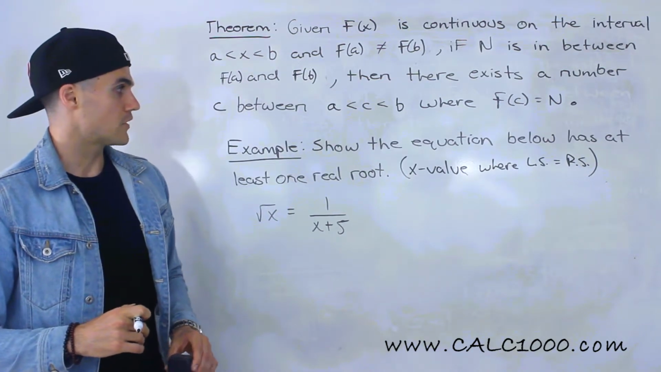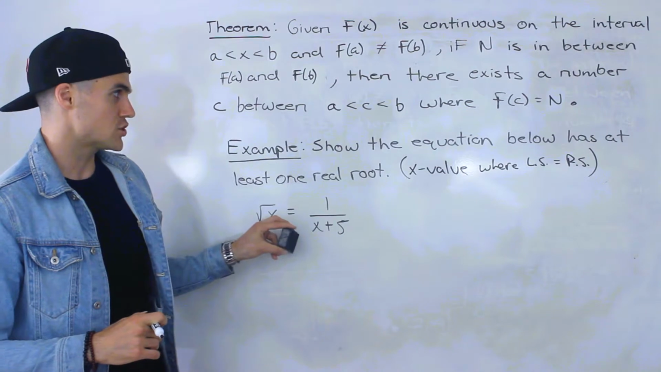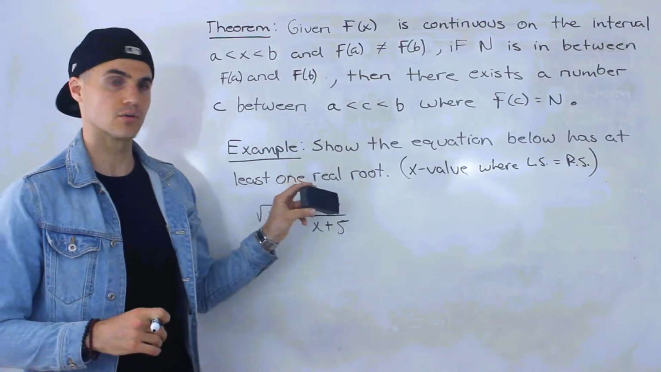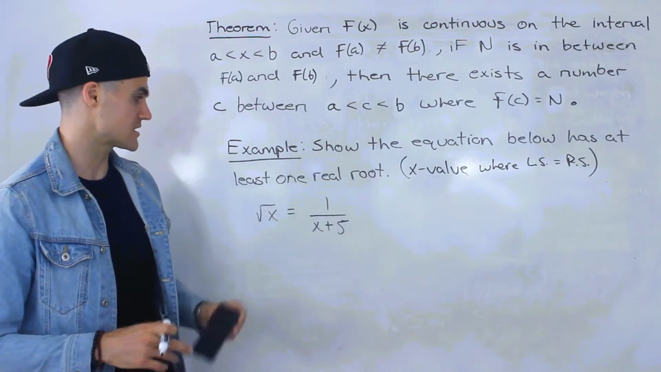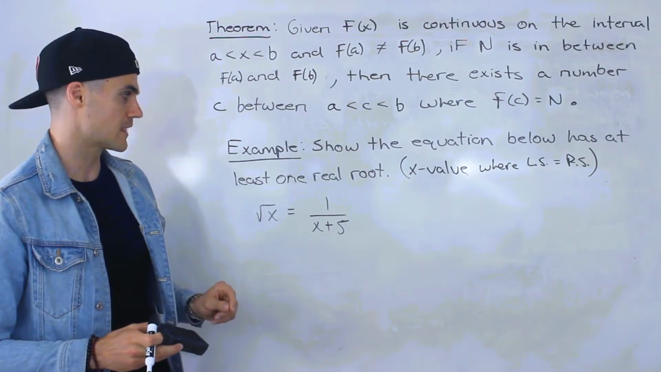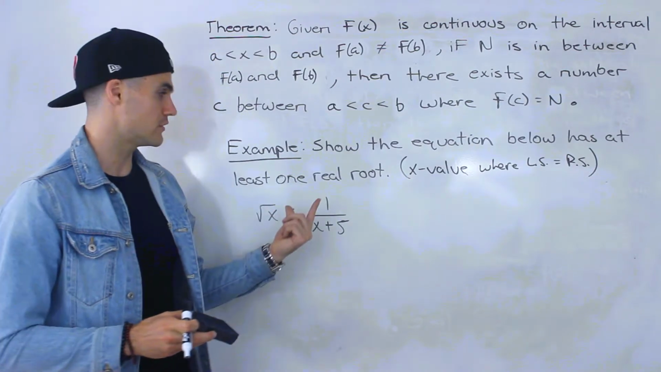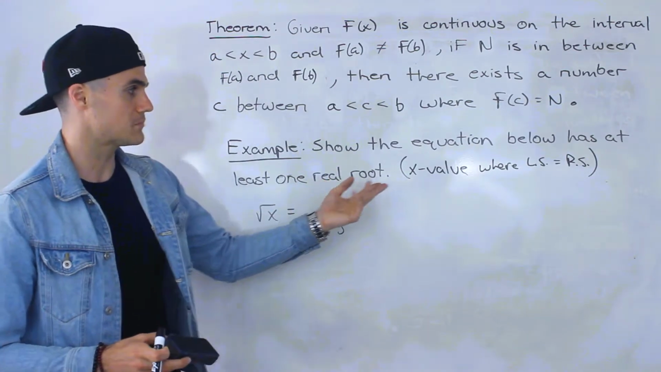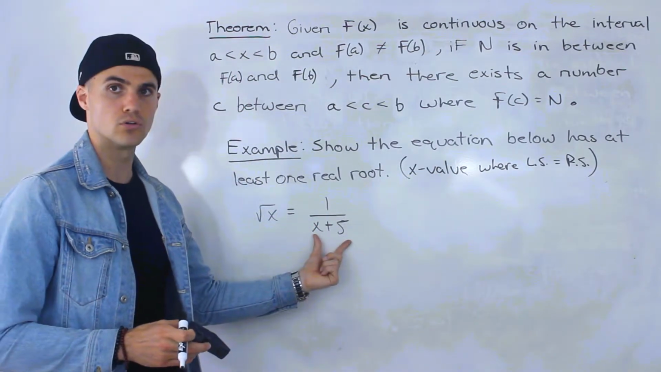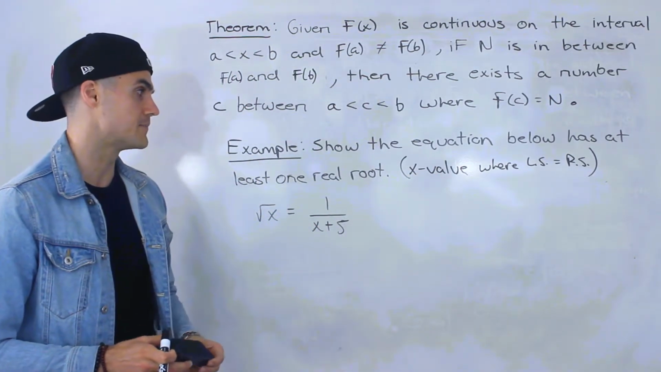So what do we have here? We have to show that this equation here has at least one real root. Exact same format as the previous example. We've got the square root of x equals 1 over x plus 5. And as I mentioned in the previous example, a real root basically means the x value that will make the left side equal to the right side.